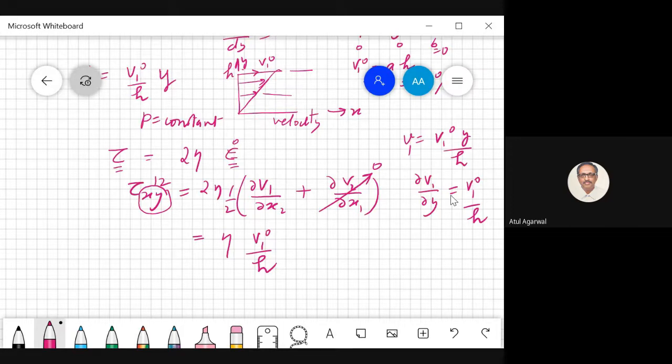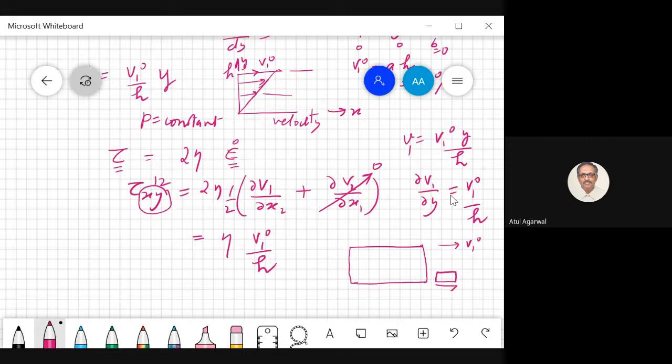Now look at this value of shear stress. Is it a function of Y? No, sir. So it is turning out to be constant. So this was your fluid. The top surface was moving with V1 0. Now if you look at shear stress, if I take an element here, shear stress is positive. So how do you represent positive shear stress? Like this.